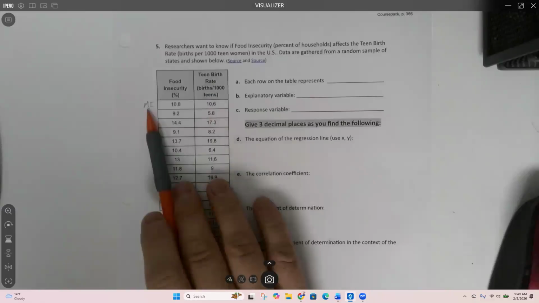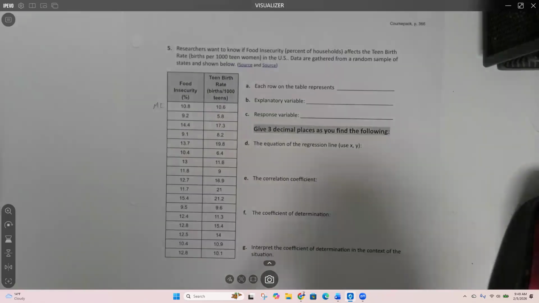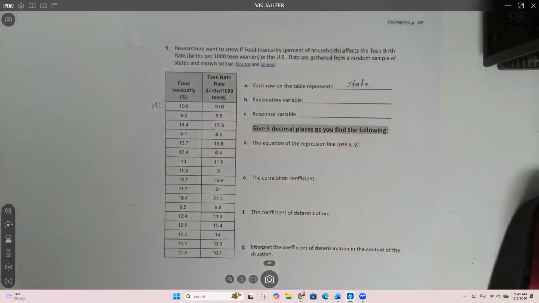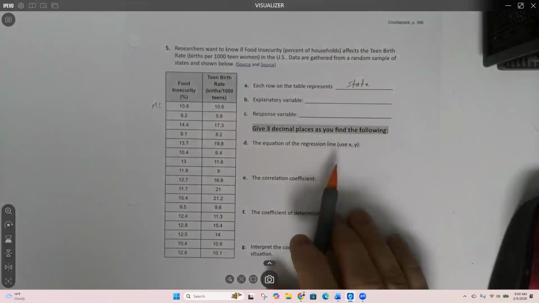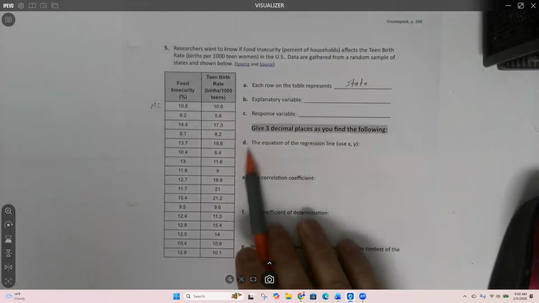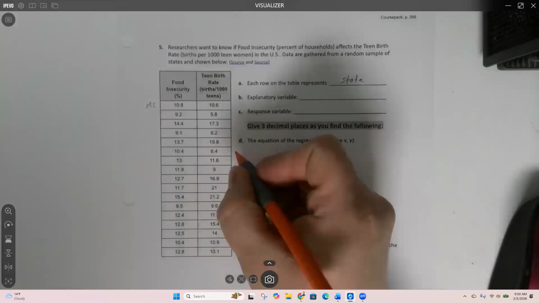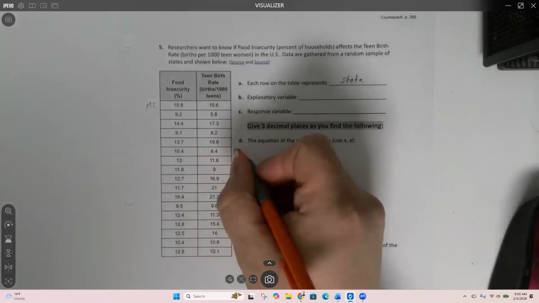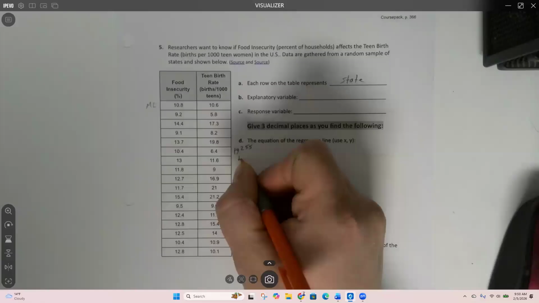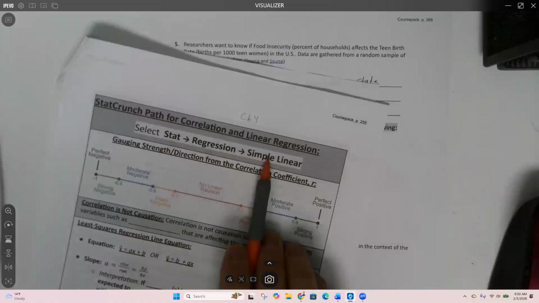And all these are different, right? Because these are all different states. So you look at what you're sampling. In this case, each row represents a state. All right. Let me skip past some of this. All right. The equation of the regression line. To calculate that, that is on page 255 at the top. It's stat, regression, simple linear.